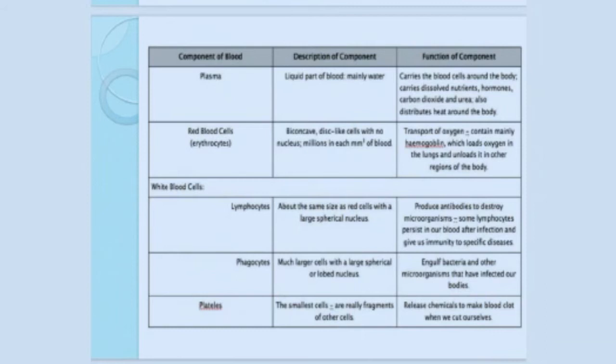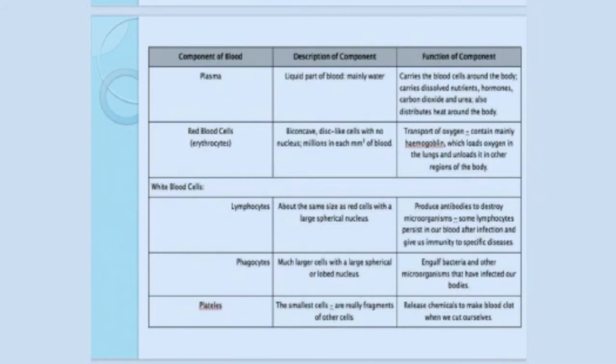Next important component is RBCs. RBCs are also known as red blood cells or erythrocytes. These are biconcave, disc-like cells with no nucleus. There are millions in each cubic millimeter of blood. The function of RBCs is the transport of oxygen.